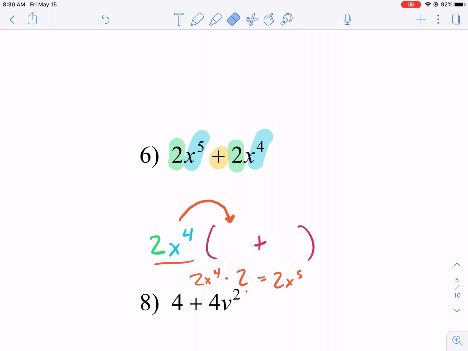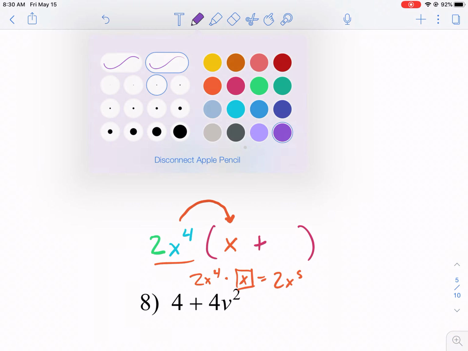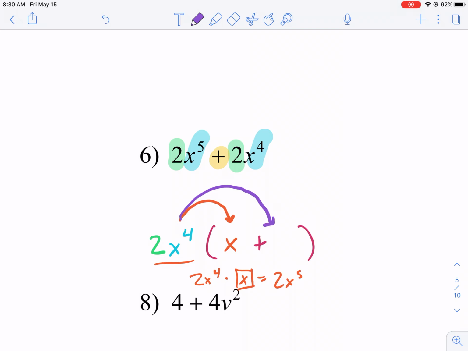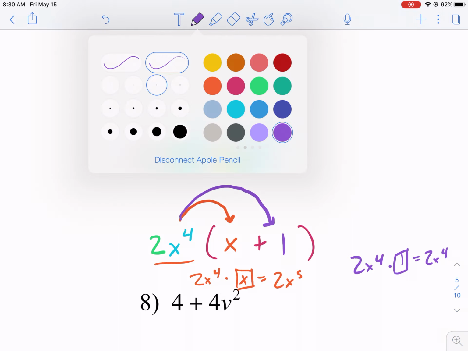That's a little bit easier for me to think of because then I know that 2x to the fourth times x gives me 2x to the fifth. So I know x goes there. Then I think, okay, let me change my colors here. Purple. 2x to the fourth times question mark equals 2x to the fourth. Well, that's clearly 1. So 2x to the fourth times 1 gives me 2x to the fourth. So I'm going to write a 1 there. And that's my final answer.